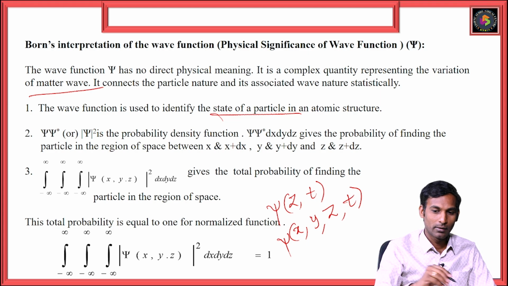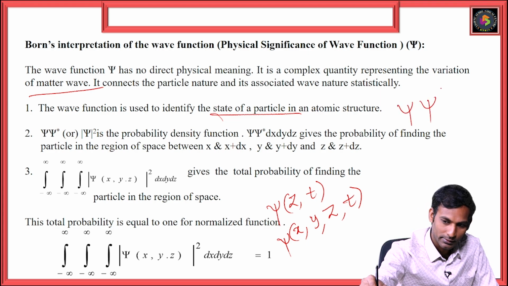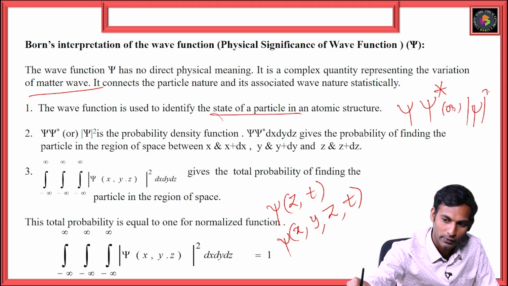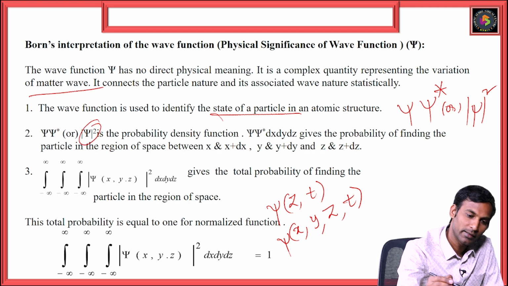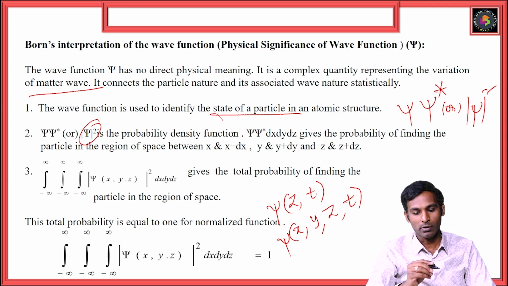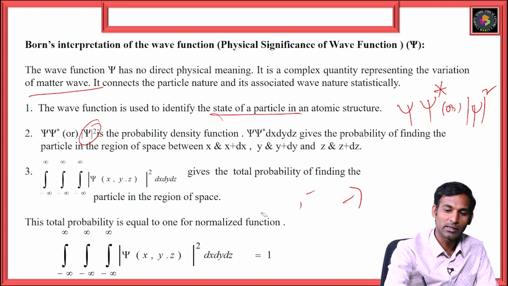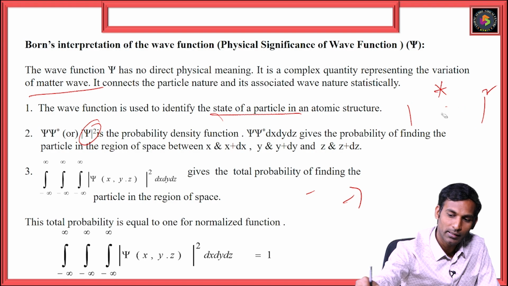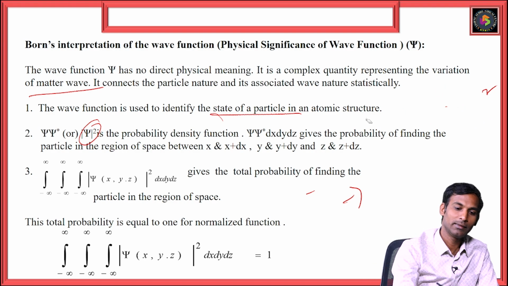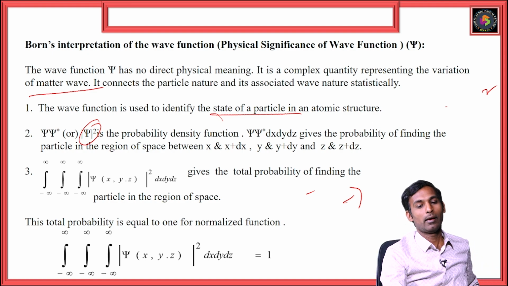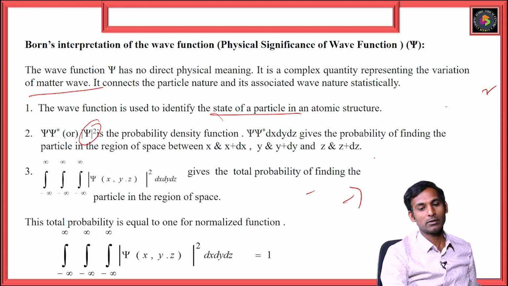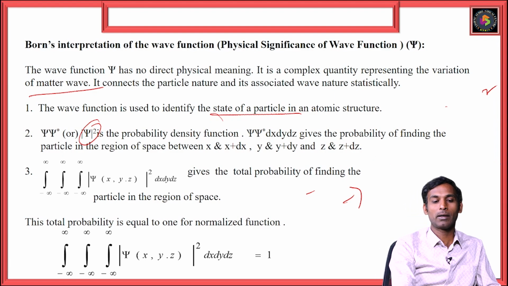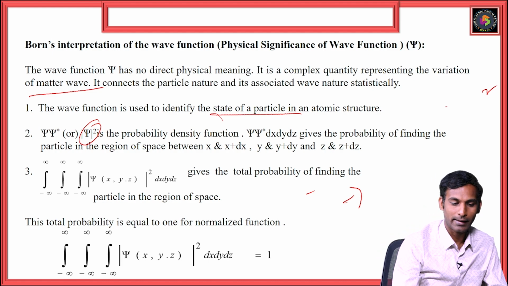Point number 2 is psi into psi star. This indicates the probability density function, that is, the square of the wave function. This probability density function gives the total probability of finding the particle in the region of space along x to x plus dx, y to y plus dy, and z to z plus dz. That means we calculate the total probability of finding the particle in the region of space, that is x, y and z.